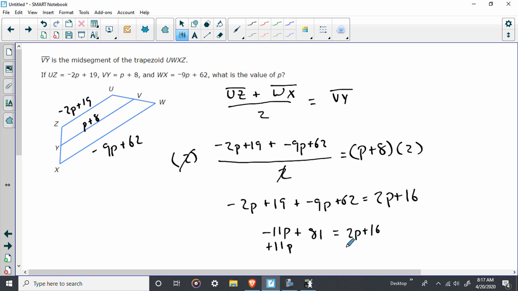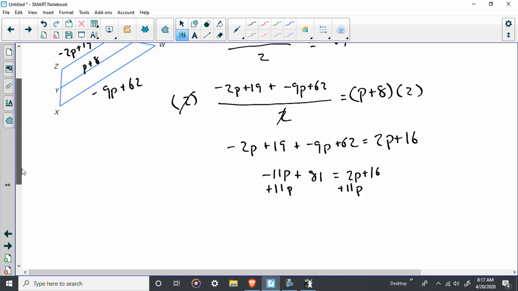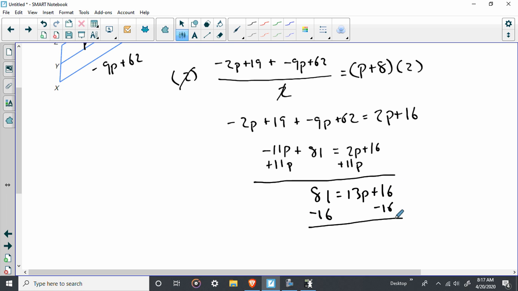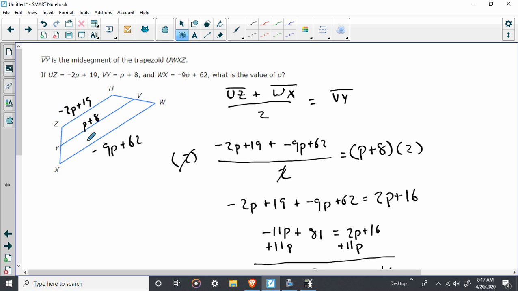Okay, so now we're just back to regular old equation solving, right? From here, you guys should probably have been able to do this in about 7th grade. Okay, so we're just building up on those skills. What do we got? We have 81 is equal to 13p plus 16. Let's subtract 16 from both sides. 13p is equal to 65, which means that p is equal to 5. Okay, so p is equal to 5.